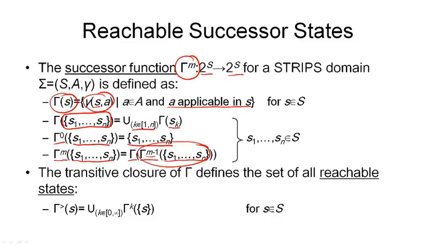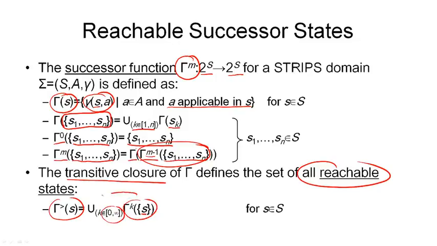The transitive closure of this function then simply defines the set of all reachable states. So this is defined here. All the reachable states are simply the union of k from 0 to infinity of gamma k of s. So we start in our initial state, and we apply k steps from there. This is this set. And we can apply 0, 1, 2, 3, and so on up to infinity steps. And if we take the union of all that, that is all the states that are reachable from our initial state s. And that is the function gamma forward of s.